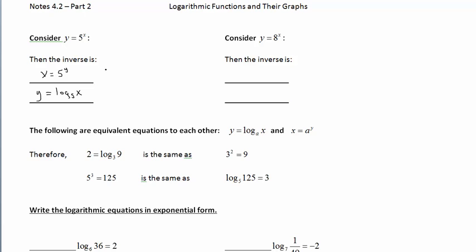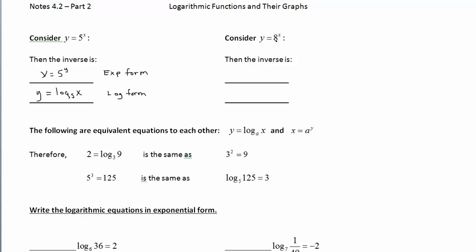All right, so we started to look at this in the previous lesson. So reminding you that this is the exponential form of the inverse, and this is the log form. So these two equations represent the same inverse graph. It's just that we typically call the inverse by this name right here.